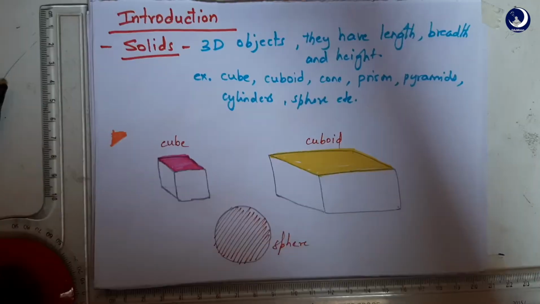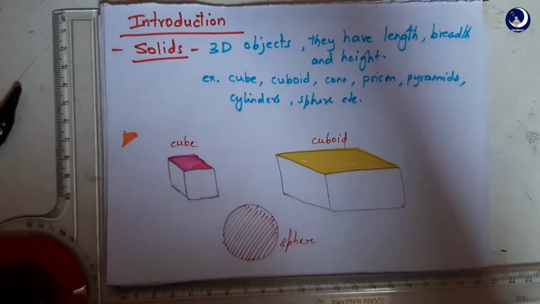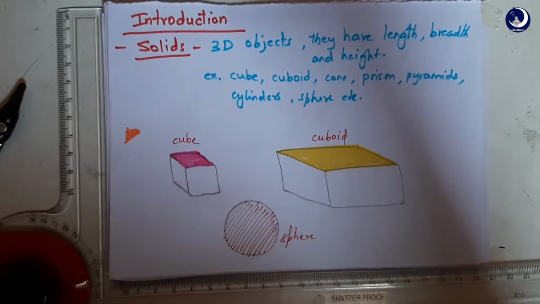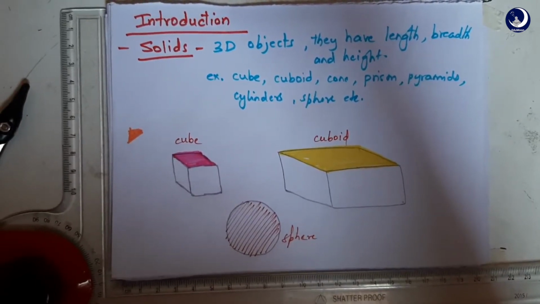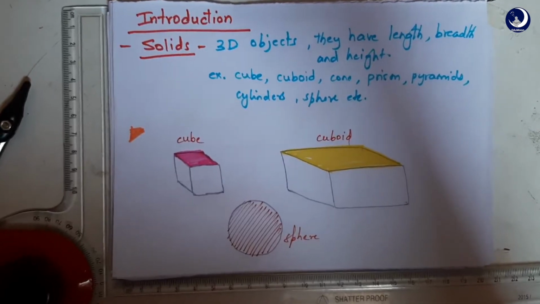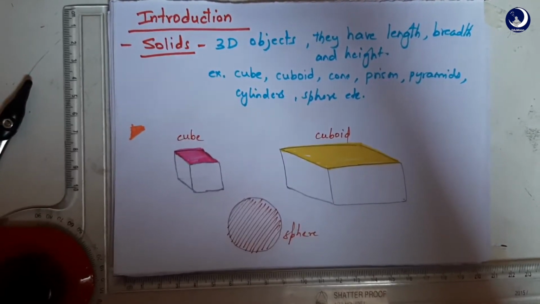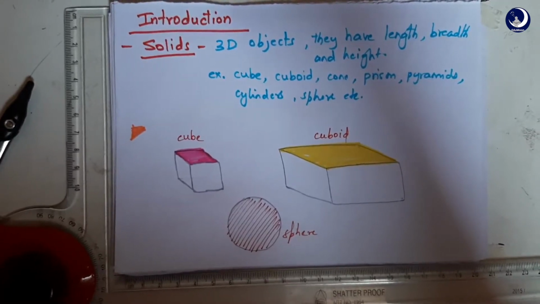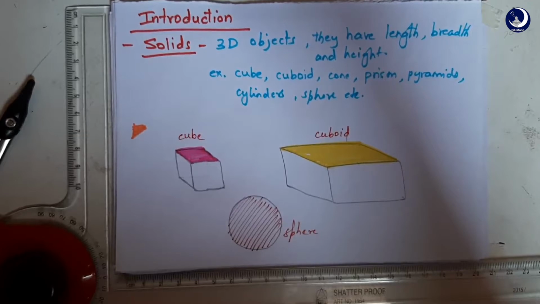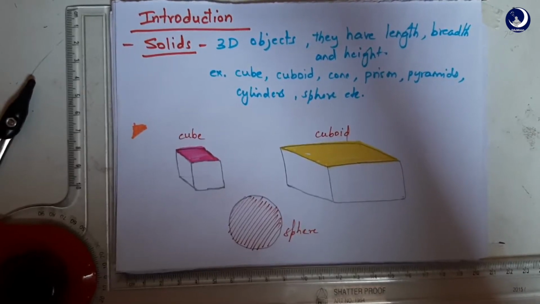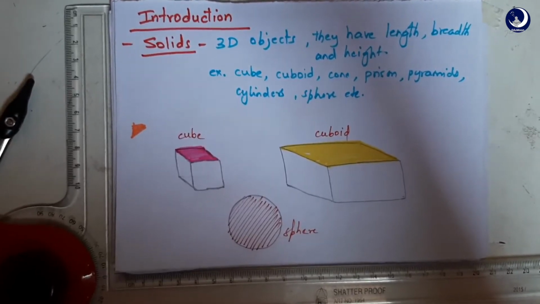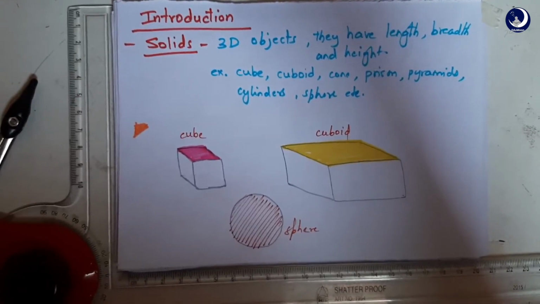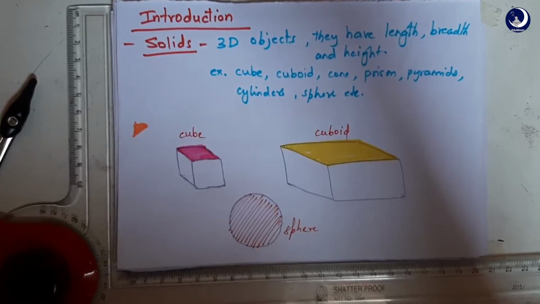So let's begin. Introduction. So we all know what solids are. Solids are three-dimensional objects, that is they have three dimensions. For example, they can have length, breadth, height, etc. Some examples are cube, cuboid, cone, prism, pyramids, cylinders, sphere, etc. So we must have already studied about these in our mathematics. We might have studied how to calculate the surface area, the volume, etc. of these solids.